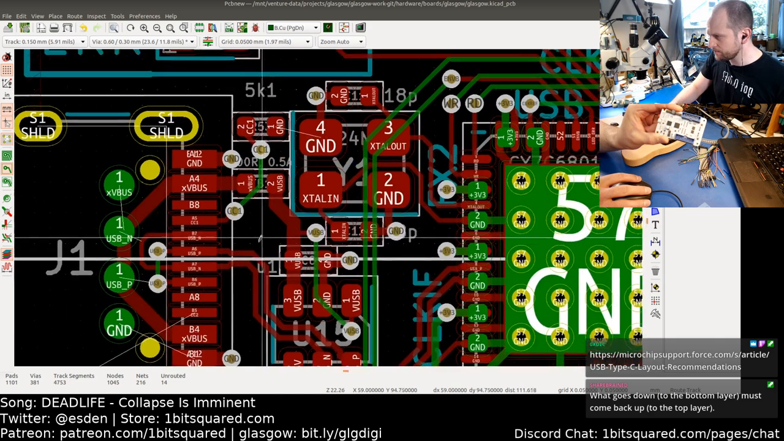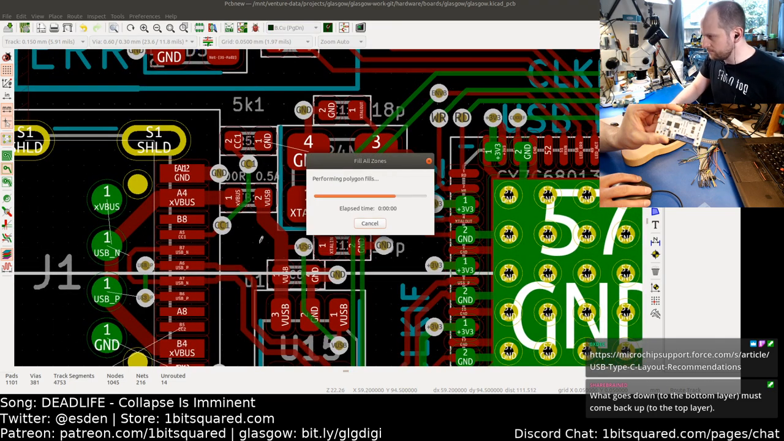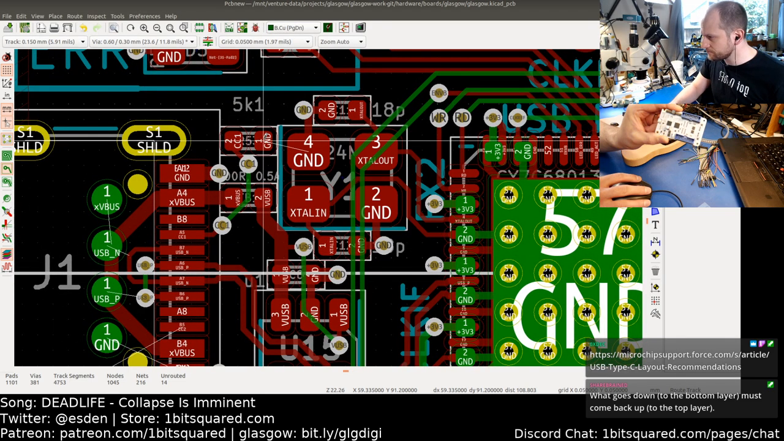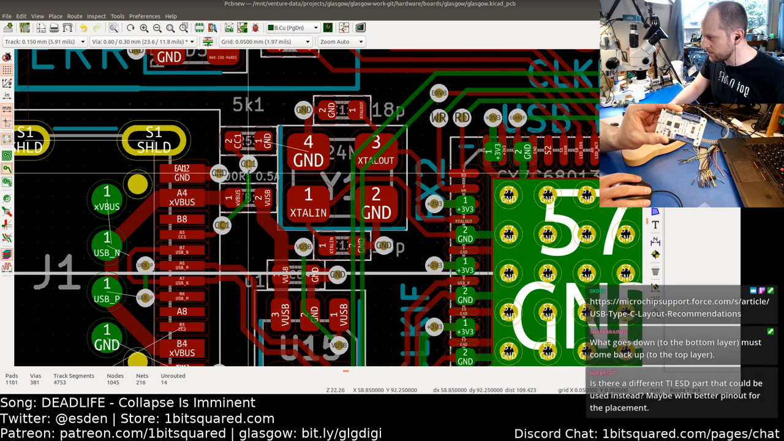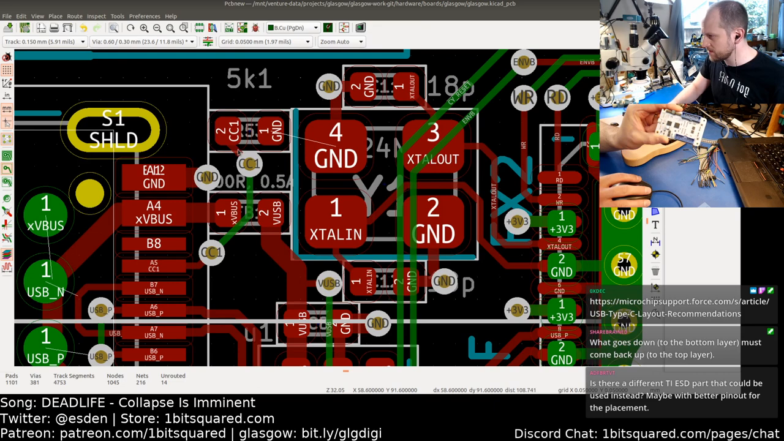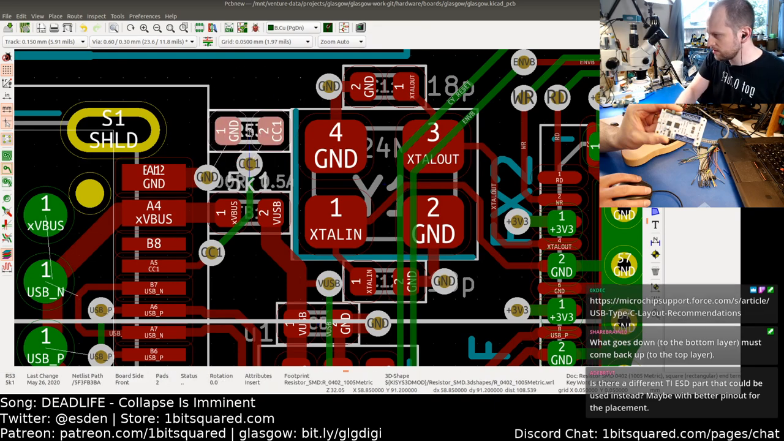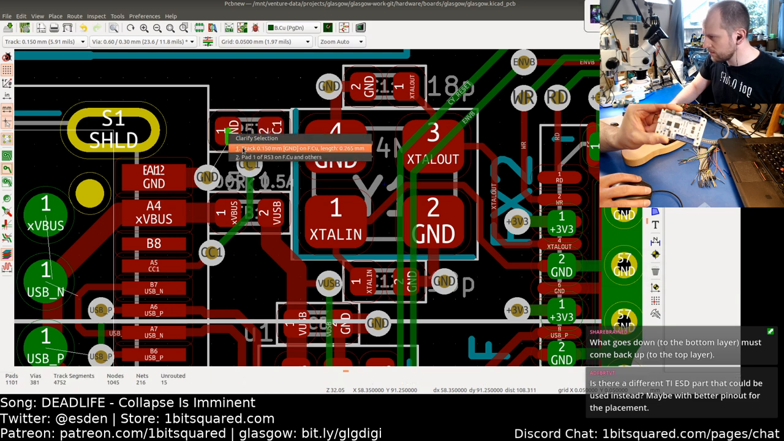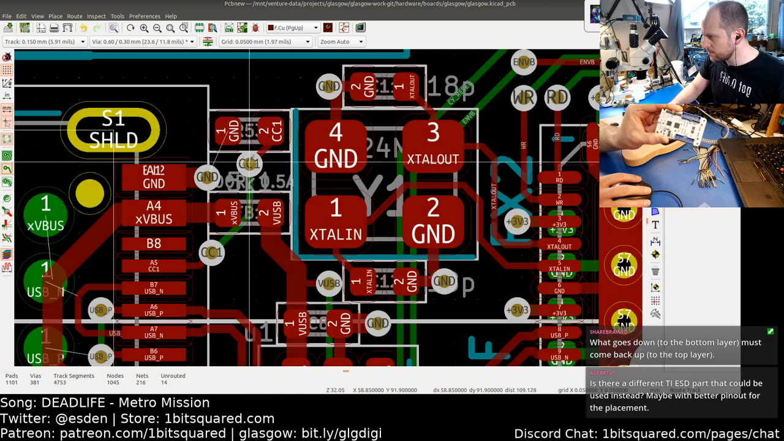And that's that. And then we need... I should rotate this and then connect it to this ground, correct? Yes. That's what I should do. There we go.